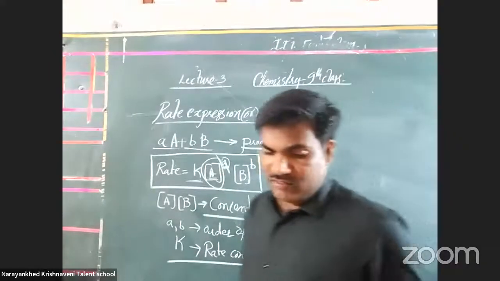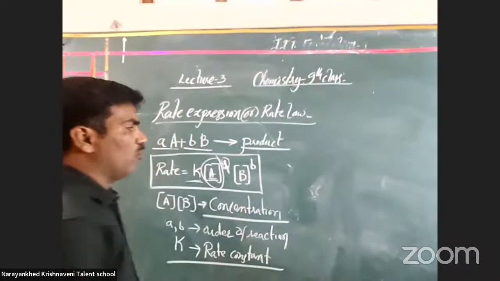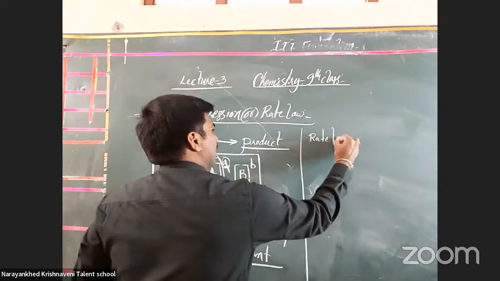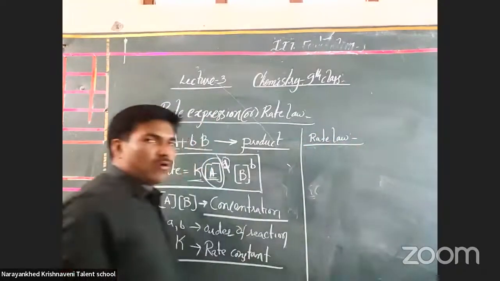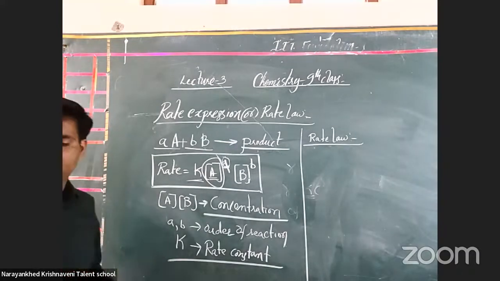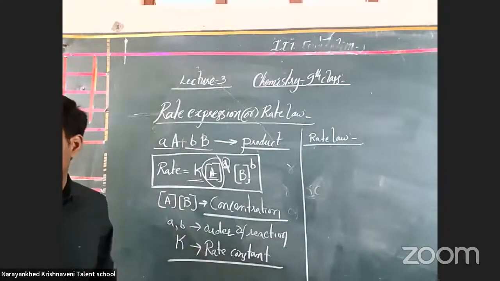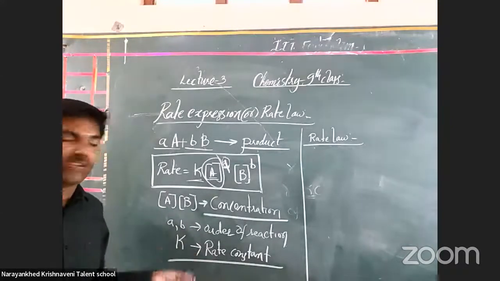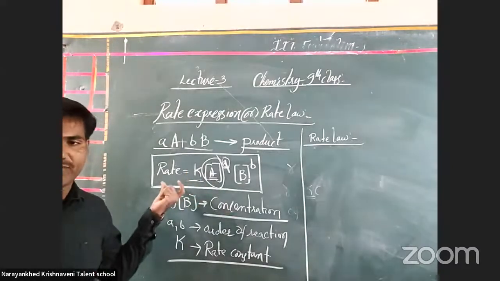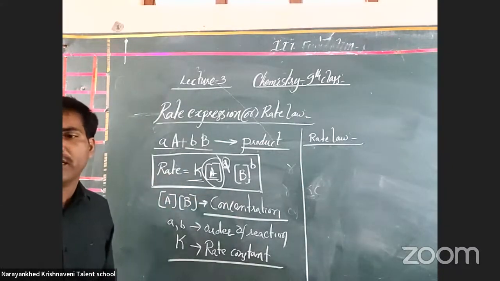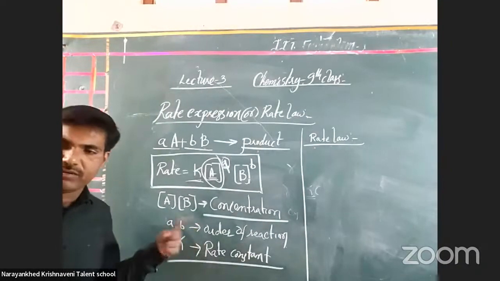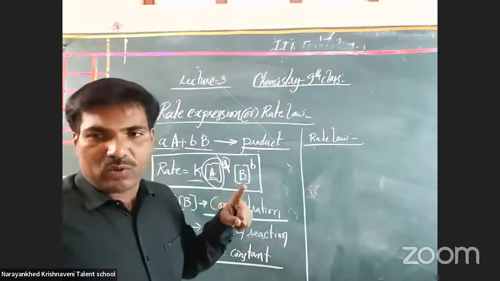I hope you got it. Next, how do we write the rate law for a reaction of the general form given here? What is the rate law? We take the correlation of the rate of reaction with the concentration of the reactants. Whatever the correlation is between the concentration of the reactants and the rate of reaction, it is called the rate law.